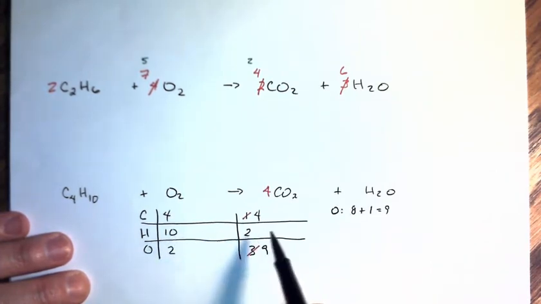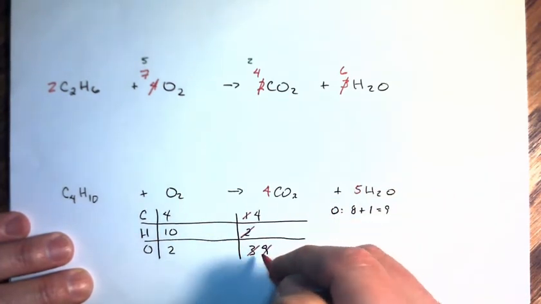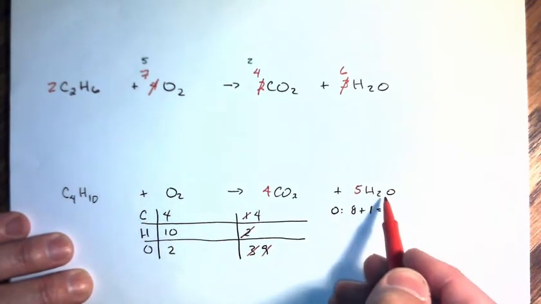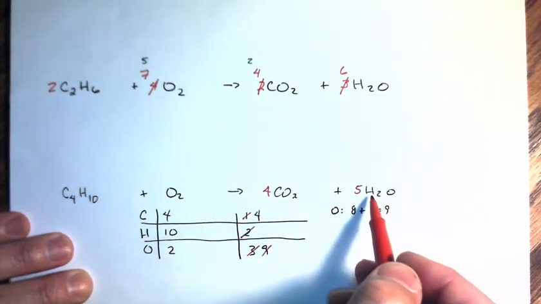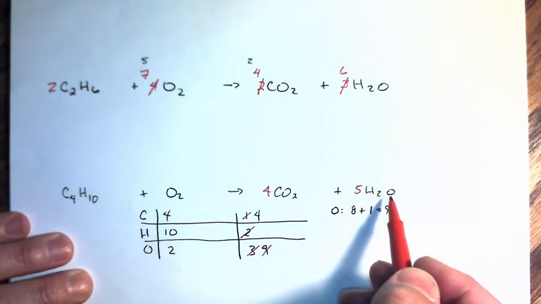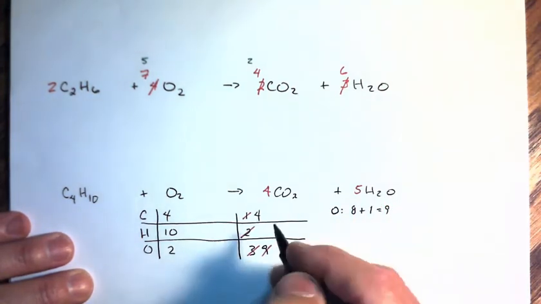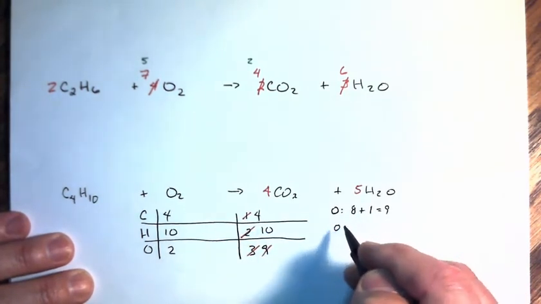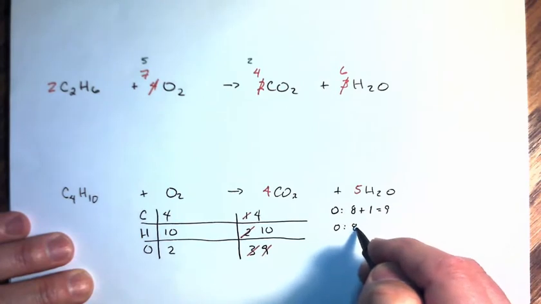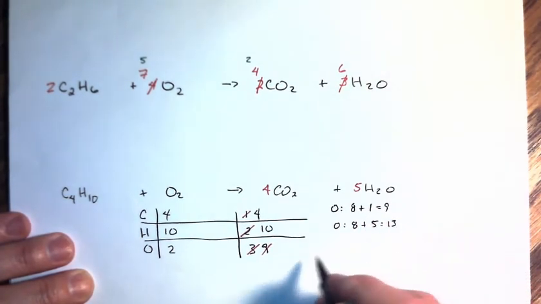I'm going to balance the hydrogens now. I'm going to put a 5 here. And immediately I'm going to put a line through these 2 numbers because those 2 numbers will be affected by that coefficient. That coefficient changes the number of hydrogens and it changes the number of oxygens as well. So now I have 10 hydrogens and I'm going to add up the number of oxygens I have. So I've got 4 times 2, that's 8, plus 5, so I have 13 oxygens at the moment.